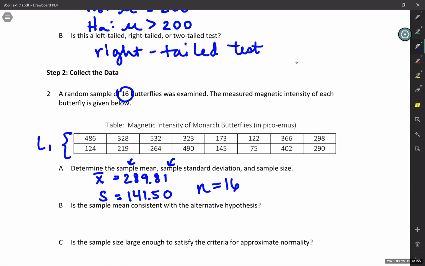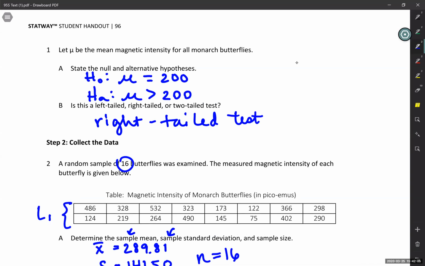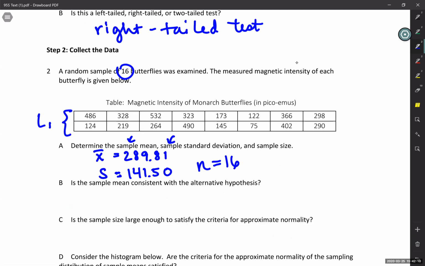All right, next, is the sample mean consistent with the alternative hypothesis? So we have, I'm just going to round that to 290. And our alternative hypothesis is greater than 200. So that is consistent with our alternative hypothesis. It's a nice check.